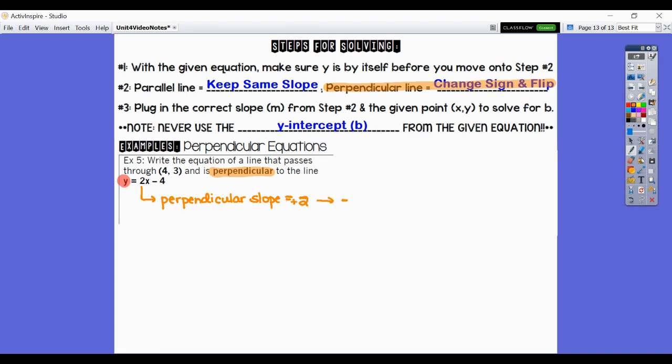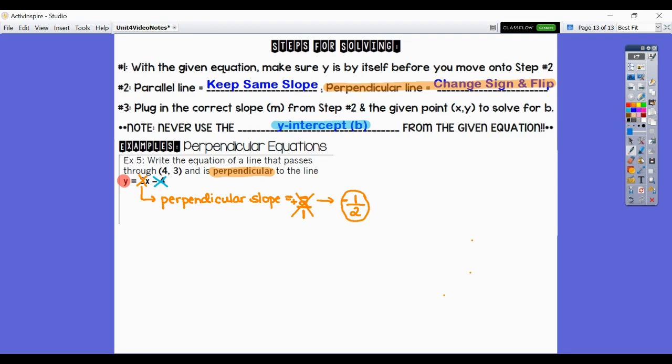Then I go ahead and flip my fraction. If it's a whole number, I put it over 1. And that way, when I flip it, it is 1/2. So my new perpendicular slope is going to be -1/2. I go ahead and get rid of the old slope. I'm not going to use it again, as well as make sure you never use the y-intercept from the given equation, crossing out that -4 now.